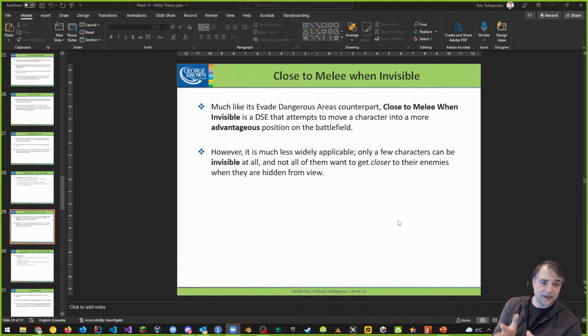Much like its evade dangerous areas counterpart, close to melee when invisible is a decision score evaluator that attempts to move a character into a more advantageous position on the battlefield. However, it's much less widely applicable. Only a few characters can be invisible at all, and not all of them want to get closer to their enemies when they're hidden from view. A good example might be, let's not even say invisible, let's say while in stealth, while hidden, whatever you want to call it, I want to do a stealth attack. And maybe if I have the ability to do a stealth attack, this might be a consideration.